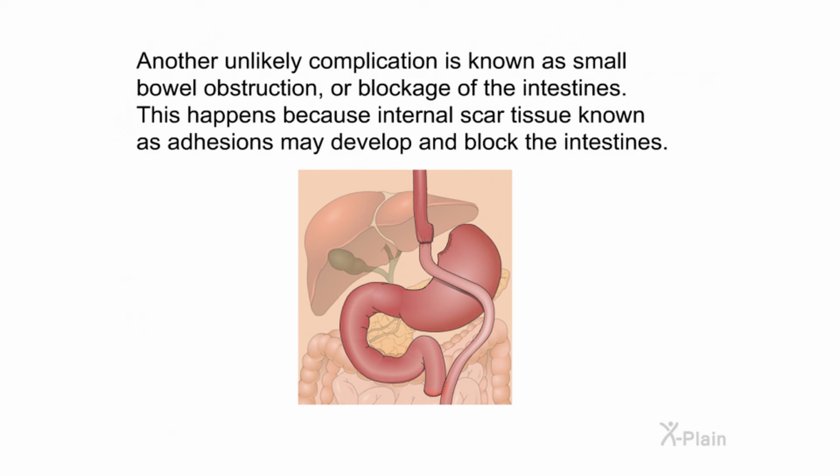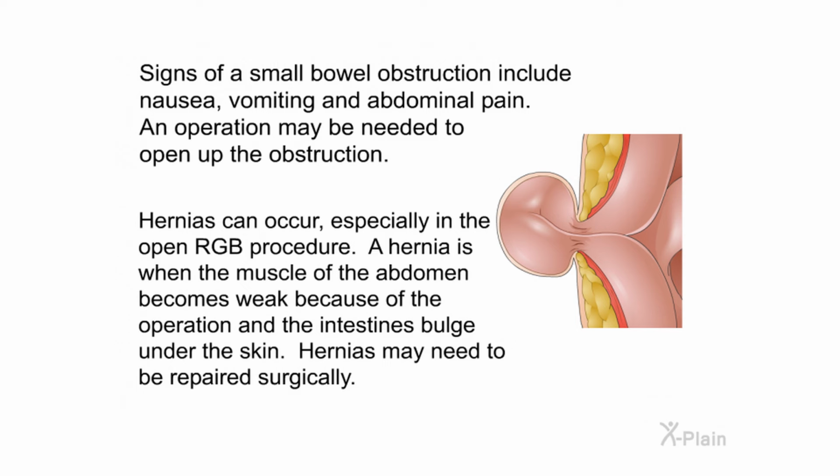Another unlikely complication is known as small bowel obstruction or blockage of the intestines. This happens because internal scar tissue known as adhesions may develop and block the intestines. Signs of a small bowel obstruction include nausea, vomiting, and abdominal pain. An operation may be needed to open up the obstruction. Hernias can occur, especially in the open RGB procedure. A hernia is when the muscle of the abdomen becomes weak because of the operation and the intestines bulge under the skin. Hernias may need to be repaired surgically.